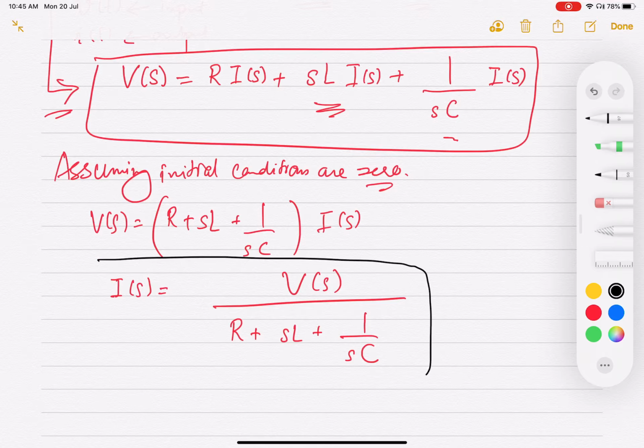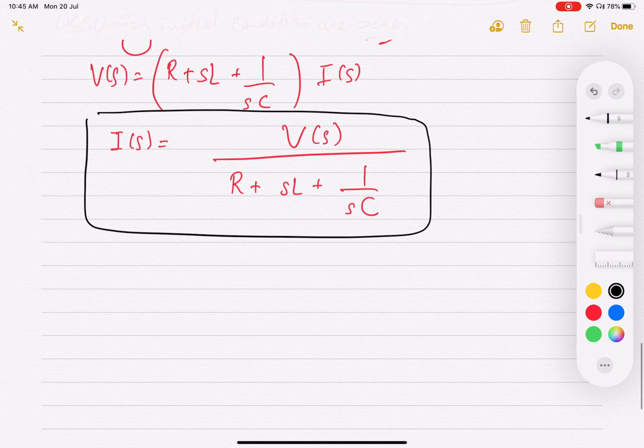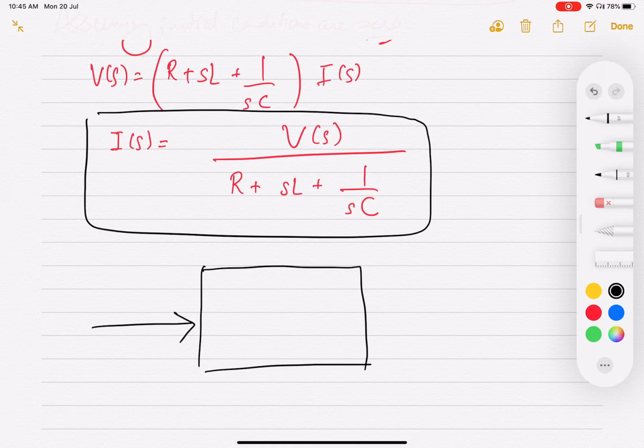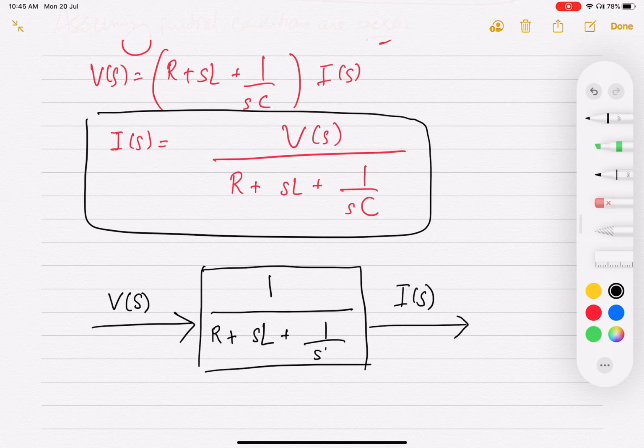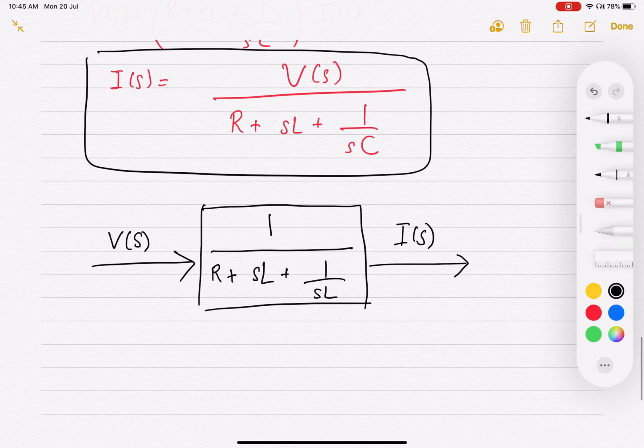If we look at this equation and the representation that we were aiming at, this V, which is now V(s), since we are drawing the block diagram in the s domain, enters into the block and I comes out of the block, because V is the input and I is the output. Everything inside the block actually gets multiplied to what is getting in. So V(s) into 1/(R plus sL plus 1/(sC)) gives the I(s).